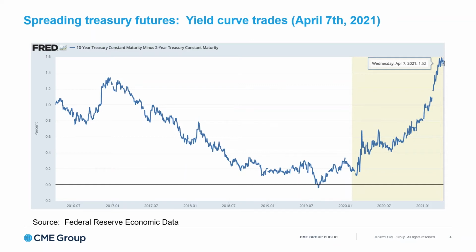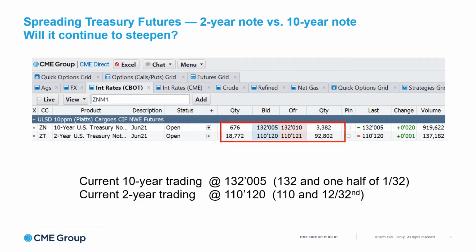So, can traders take advantage of this? Well, before we get into that, let's look at whether it will continue to steepen, and let's look at how the prices look. So we have the 10-year note versus the 2-year note. This is CME Direct, a front-end system. You can get quotes on almost any system, so this is just one way of looking at it. But you can see in the red rectangle the bid and offer spread in the 10-year note and the 2-year note.